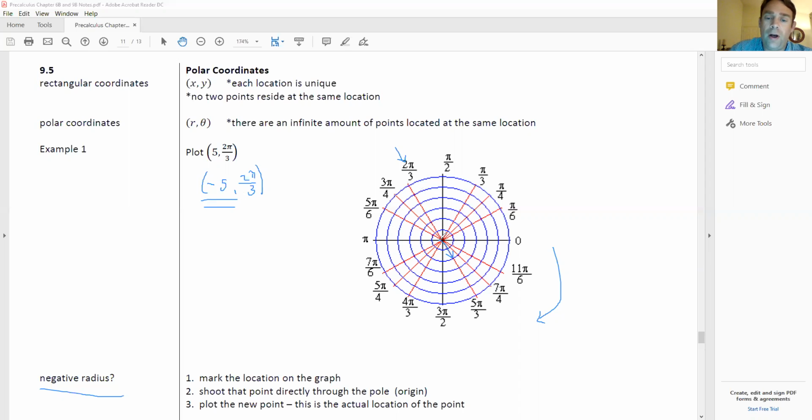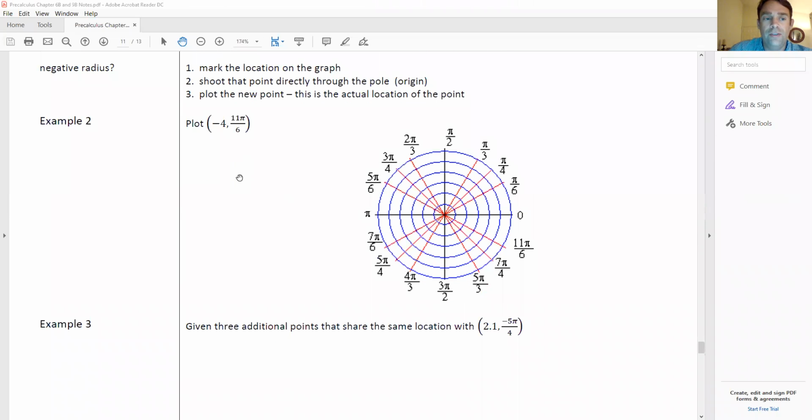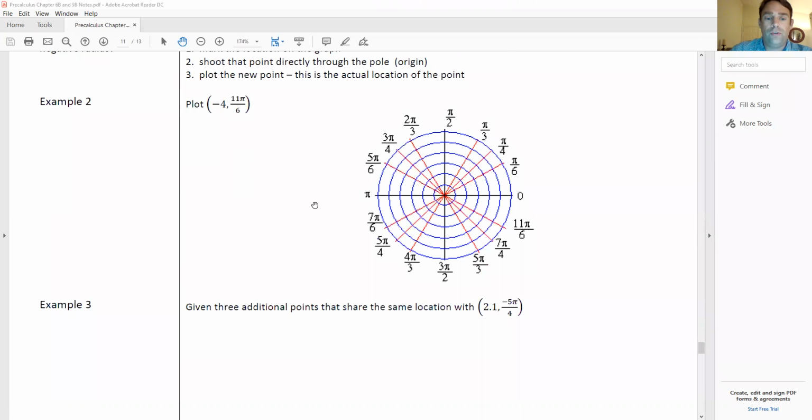So if I was a positive radius, I'd count out towards 2 pi over 3. But negative radius, I count backwards. So if it was a -5, 2 pi over 3, that would be 1, 2, 3, 4. I'm going backwards. So even though I'm going towards 5 pi over 3, I started at 2 pi over 3 and I went backwards along that red diameter. So we can have a negative radius on these sorts of problems.